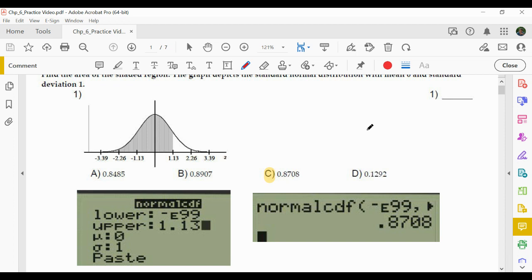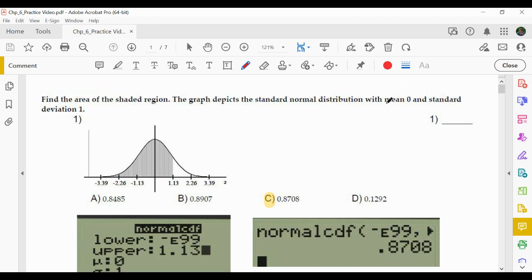All right, here we are, chapter 6. These are the review questions for the exam coming up. So we start out with standard normal, mean of 0, standard deviation of 1.